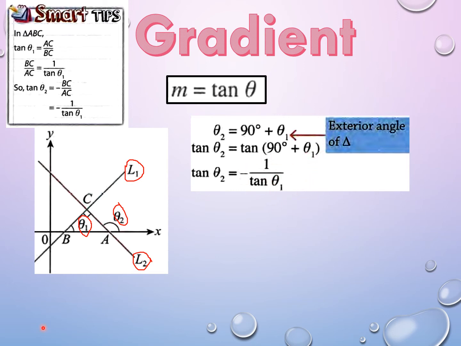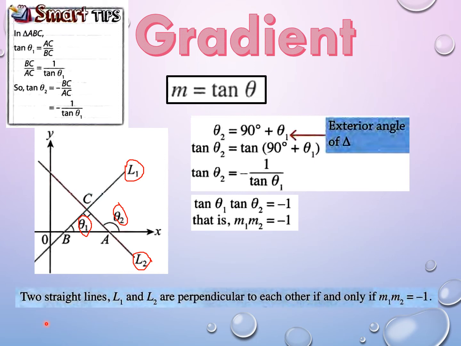After that you can do cross multiplication. So tangent theta 1 multiplied with tangent theta 2 equals negative 1. It means that if I multiply the gradient of line L1 with the gradient of L2 and I get -1, the two lines are perpendicular. So the lines are perpendicular when the gradients multiplied together equal -1.